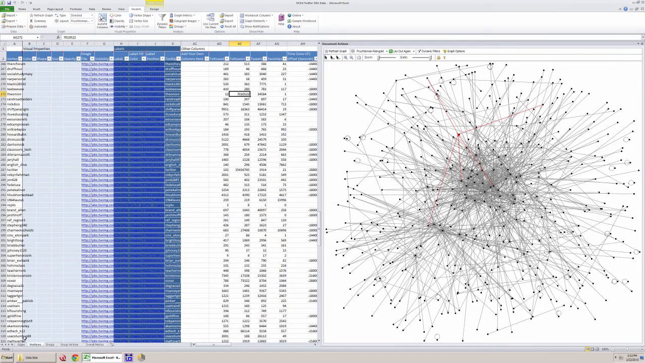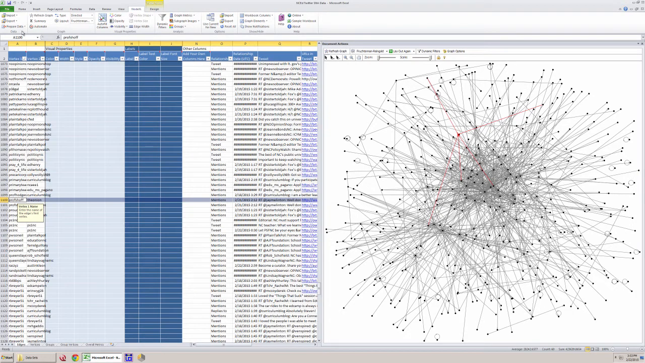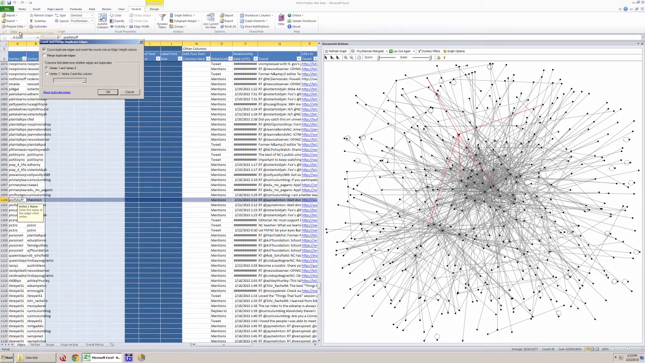It's going to pull in their information as well, but since it's already pulled that in, we don't need to do that. However, we do want to get a measure of the number of times these people have interacted with each other, so the strength of these relationships, whether these are sort of weak ties or stronger ties. So let's count and merge duplicate edges.